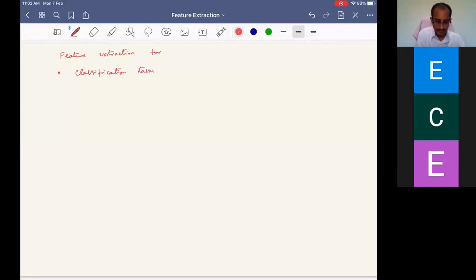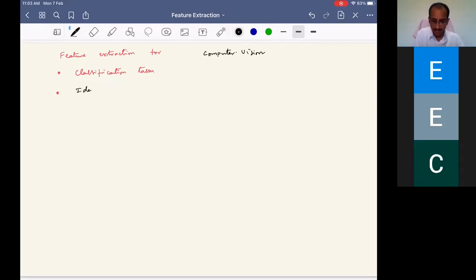Okay, what else? Any other task where we need feature extraction? Identification, recognition. Detection. Okay, identification and recognition of what? Of any object, face, and so on. Okay, where else? What are the other computer vision tasks? Can you name some of the computer vision tasks other than what we have written here? Image detection, segmentation. Object detection.